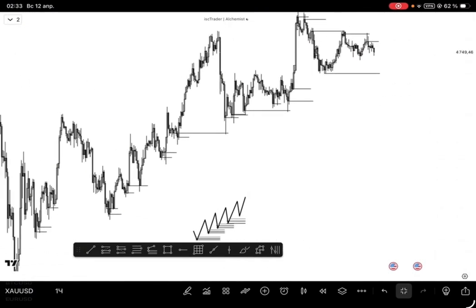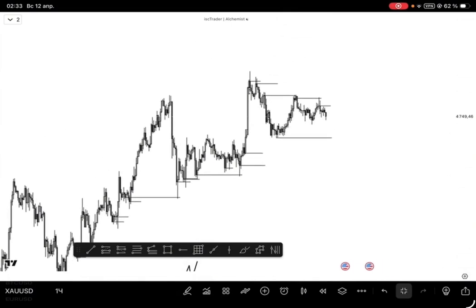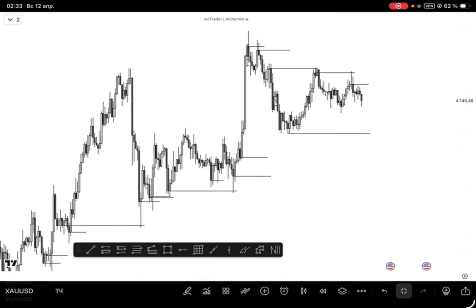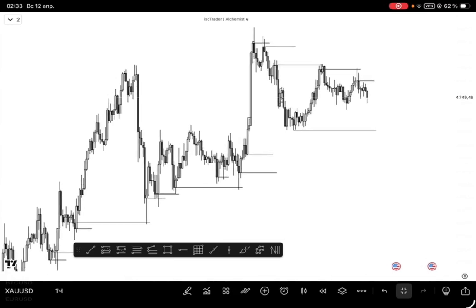Right now, there are a lot of support zones in the market. There are also a lot of resistances. Okay, for now, please don't focus your attention on this. We will also study these in detail later.